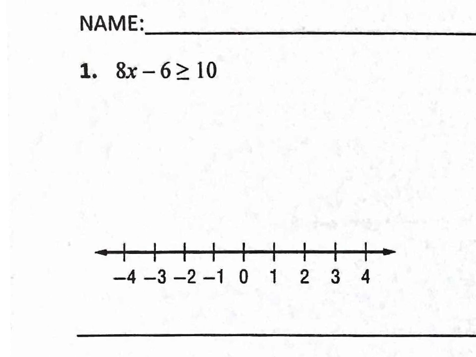Number one, you want to solve that inequality. It's like solving an equation. Let's get x by itself on one side. So in order to get rid of that minus 6, you have to do the opposite, plus 6. What you do to one side, you must do to the other, plus 6.